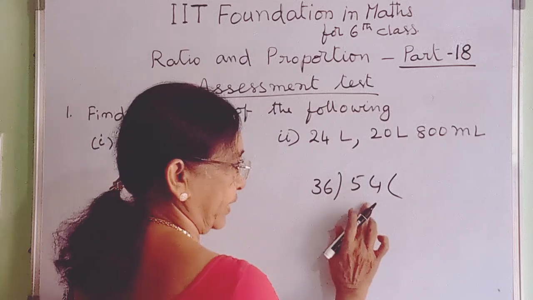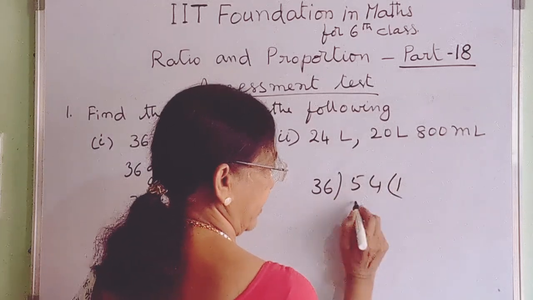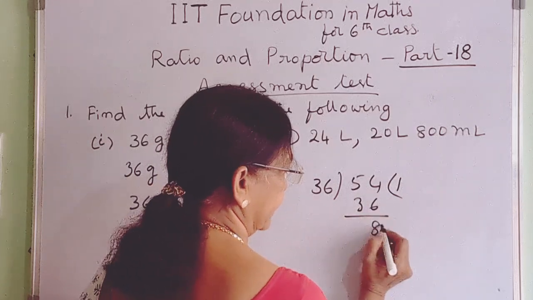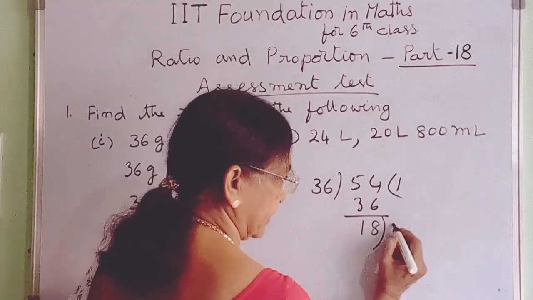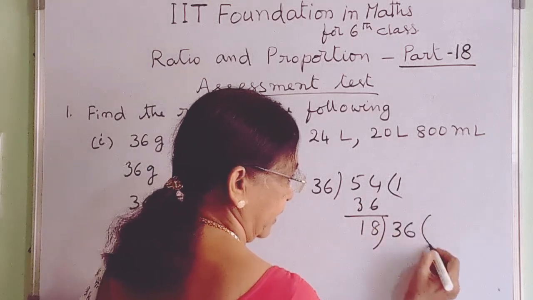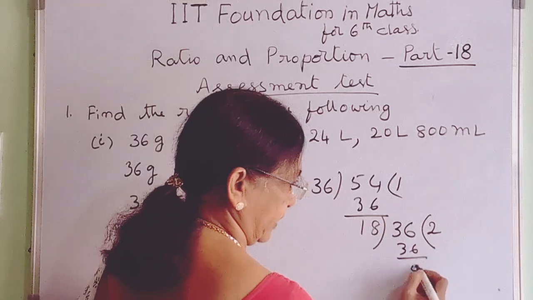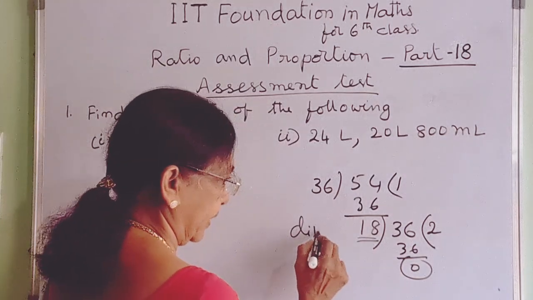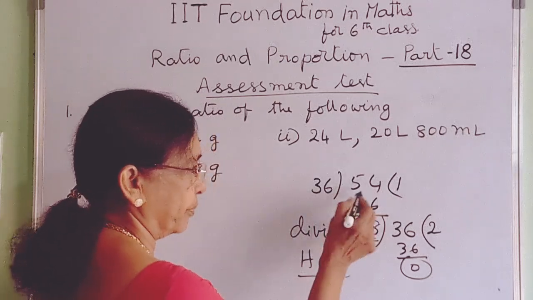So 54, higher number, is divided by smaller number, 36 ones 36, therefore 54 minus 36, 18. And 18 is taken as the divisor and 36 dividend. Dividing with 18, 18 twos 36, therefore remainder 0. This last divisor is the HCF of the two numbers.